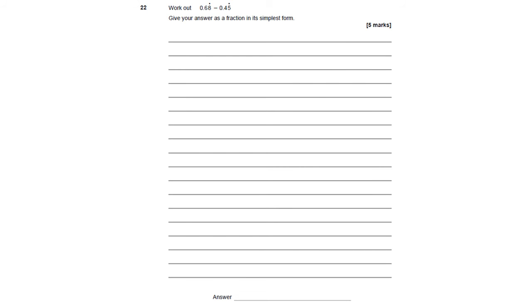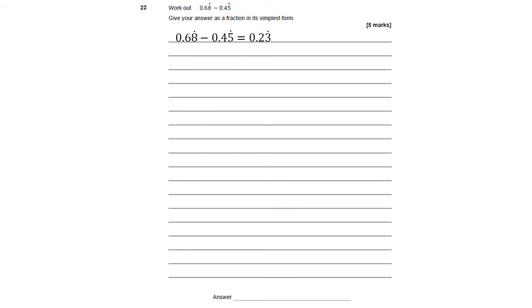Question 22, work out 0.68 recurring minus 0.45 recurring, giving our answer as a fraction in its simplest form. Now, there are a couple of ways to approach this. We could work out the two decimals as fractions first, then do some fraction subtraction. I'm going to bring the decimals together first, however. So we've got 0.68 recurring minus 0.45 recurring.